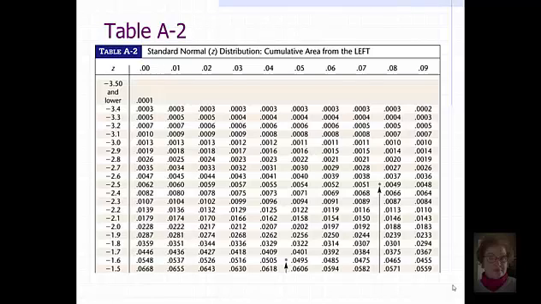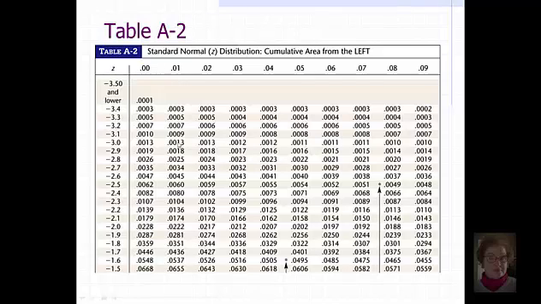This is table A2 that you can find in the back of your book. I have a hardcover book, so mine is in the back end pages. If you have a soft cover book, it's going to be in the appendices, or it's on the yellow sheet I gave you. Now, table A2 has two parts. It has positive z-scores and negative z-scores, and it shows us the area to the left.